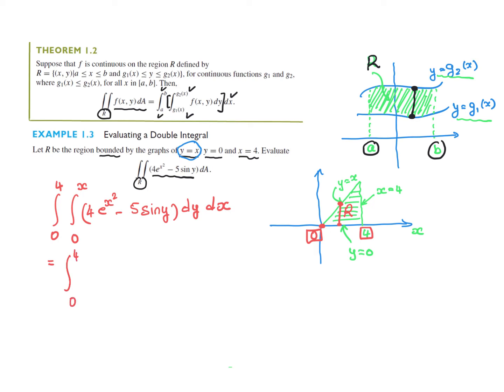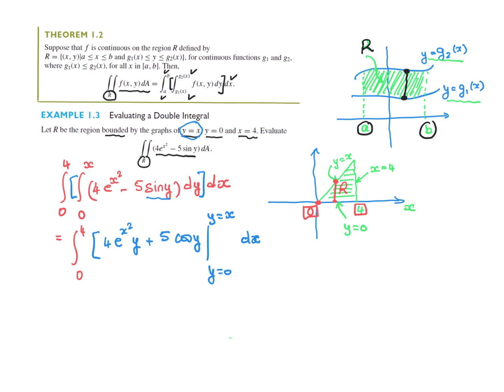So first we will integrate, of course, with respect to y. So first we need to calculate this with respect to y. 4x e^(x squared) multiplied by y minus the integral of sine y, which is basically cosine y. So 5 cosine x minus cosine y, and then from y equal to 0 to y equal x, and then dx. Okay, so now we substitute.